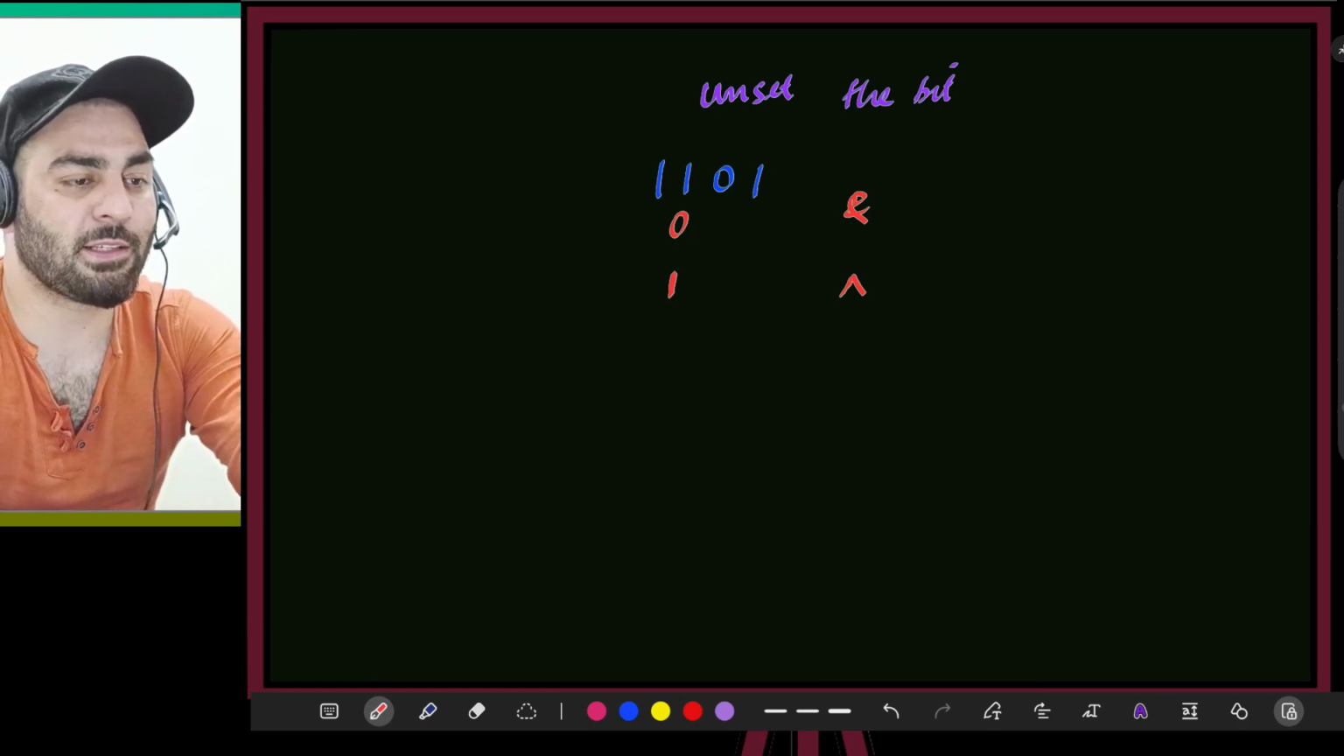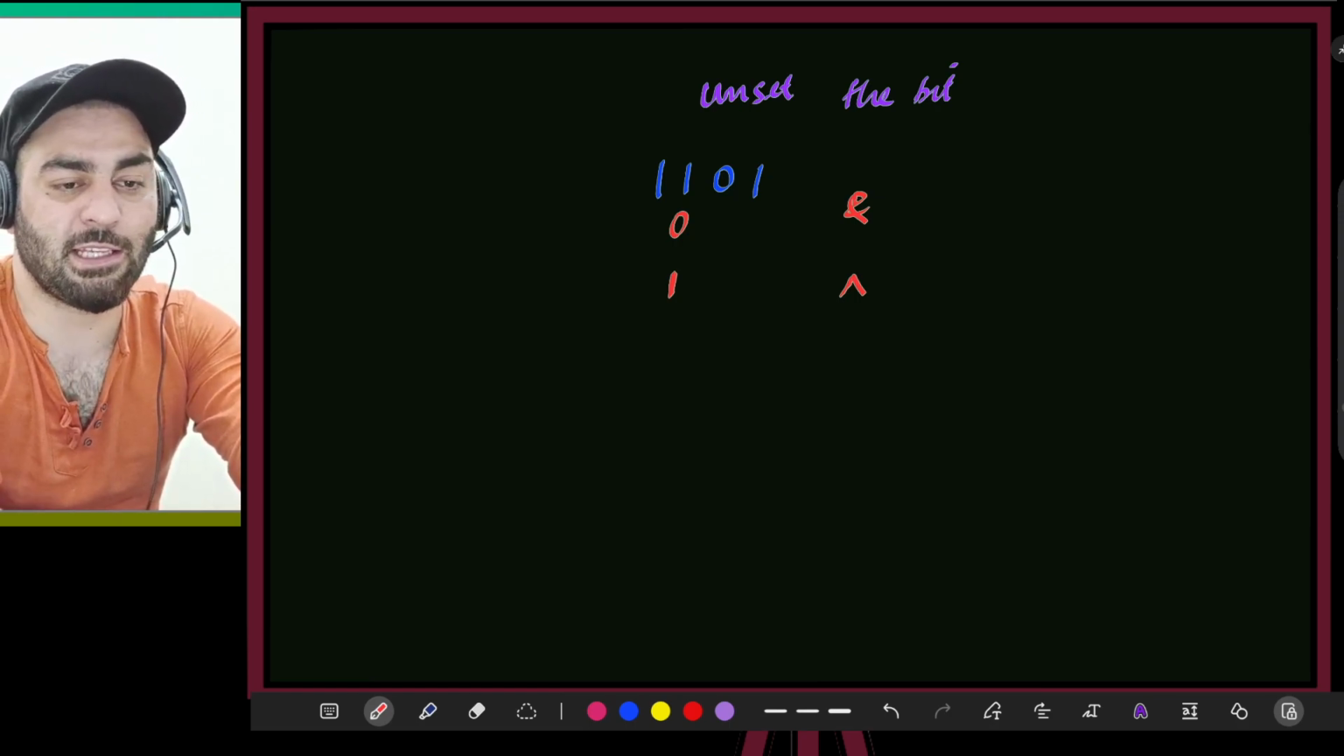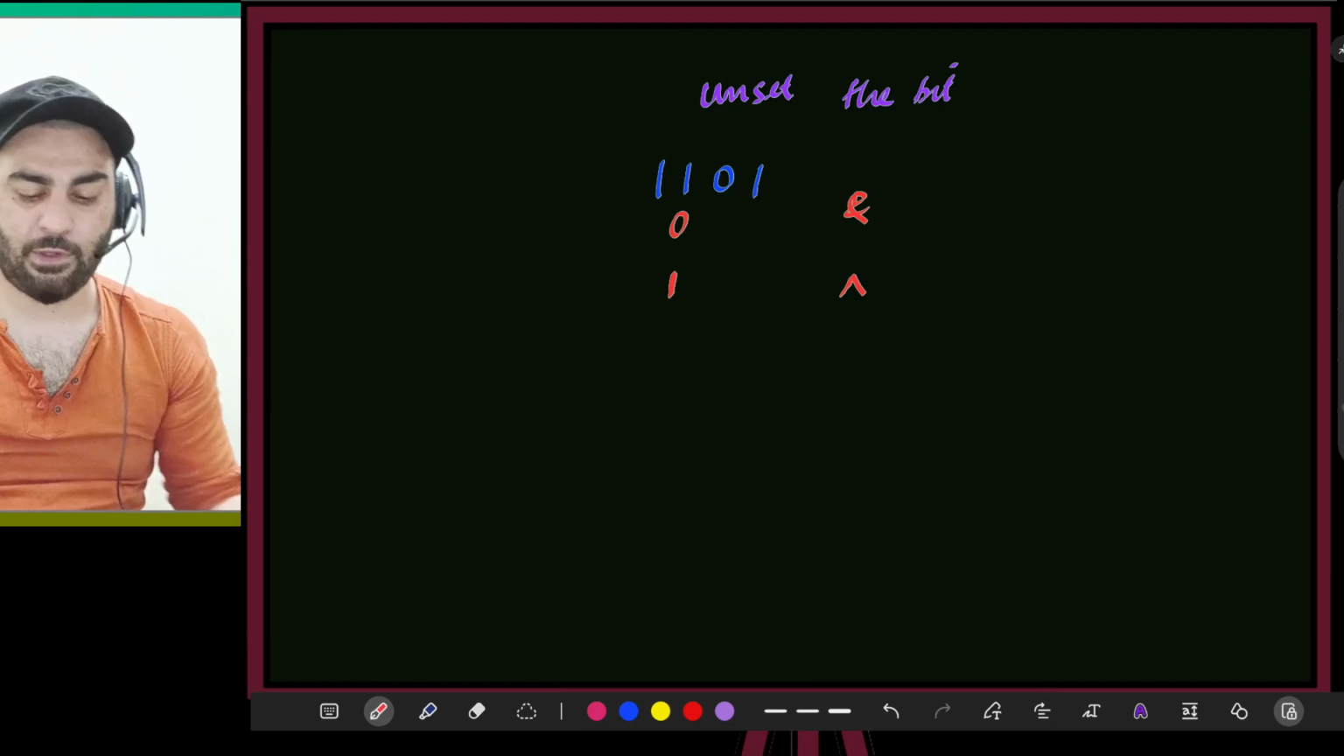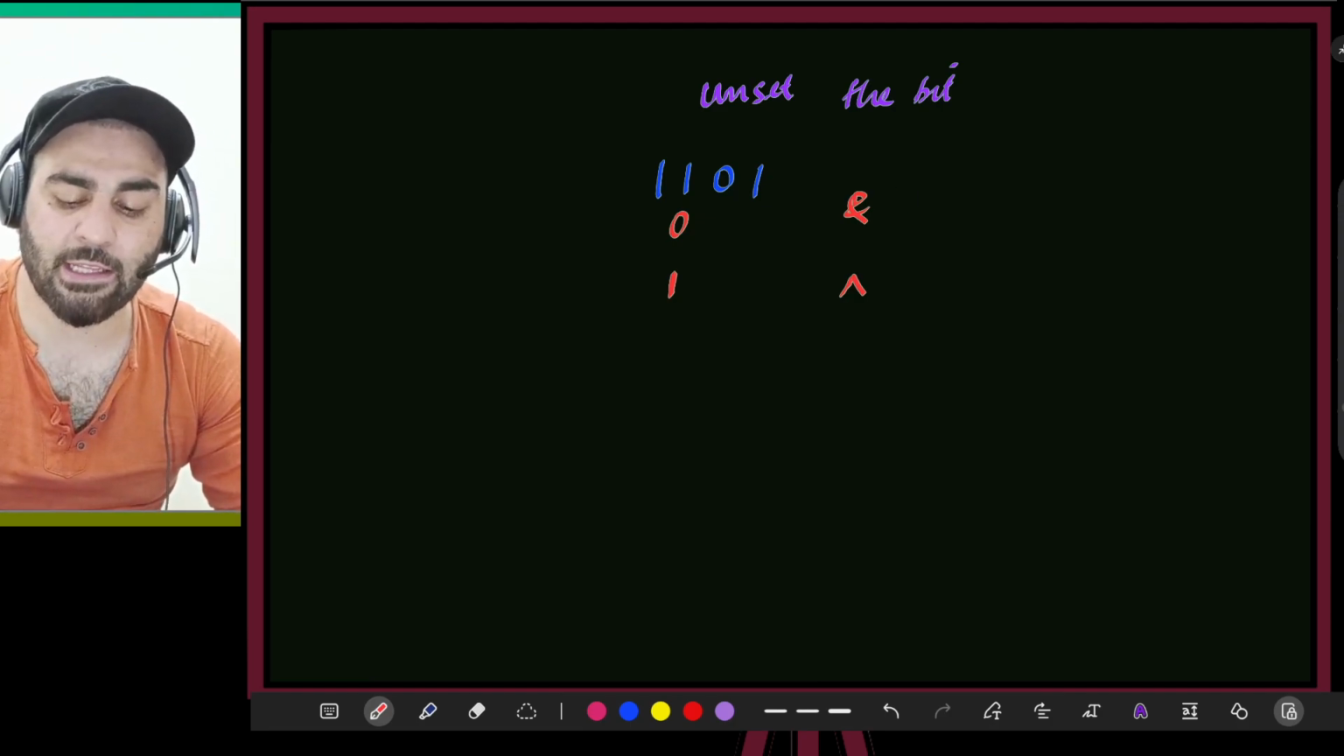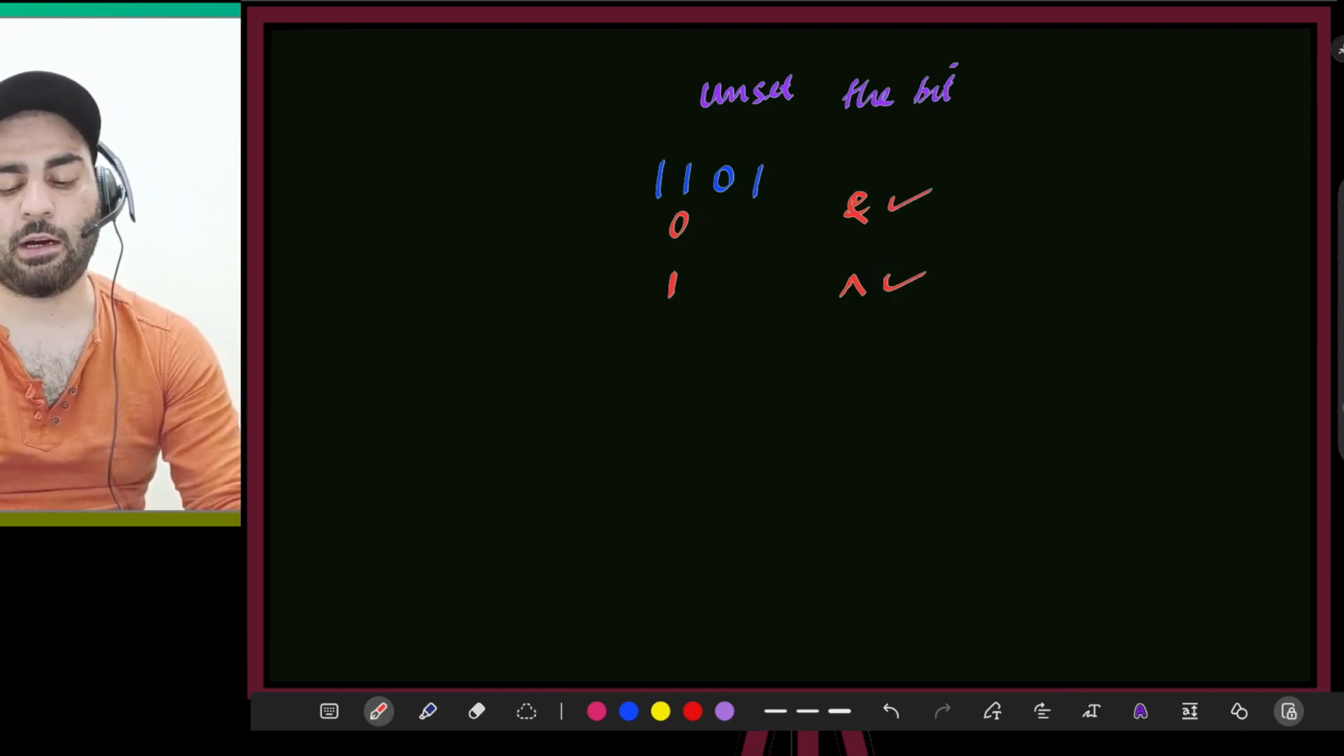I cannot see the screen. Let me just shift the screen so that I can see. So if you see, this is the operation. I can either use AND, or I can use XOR also.